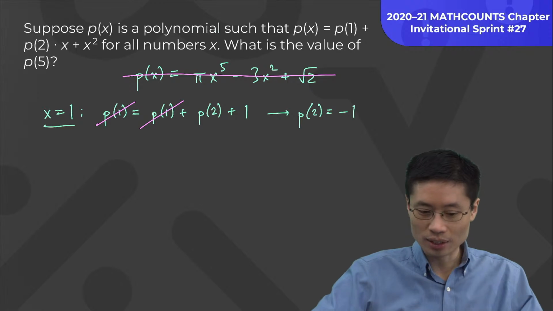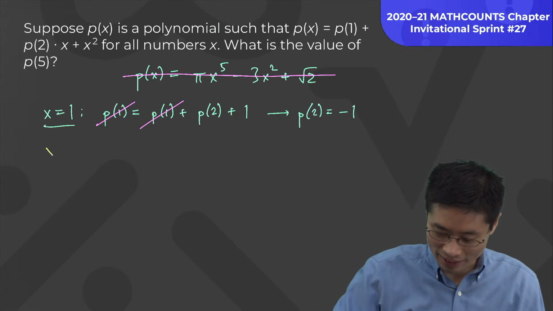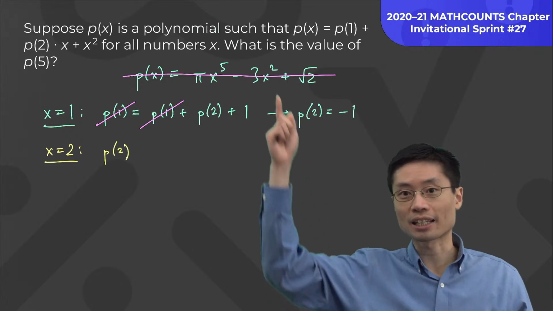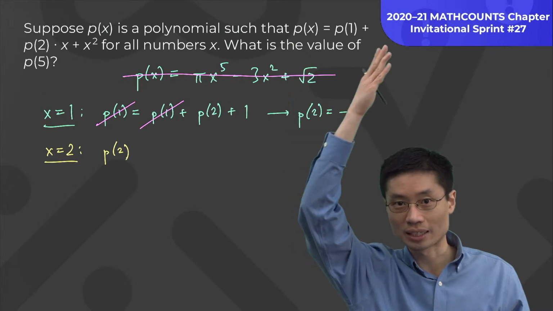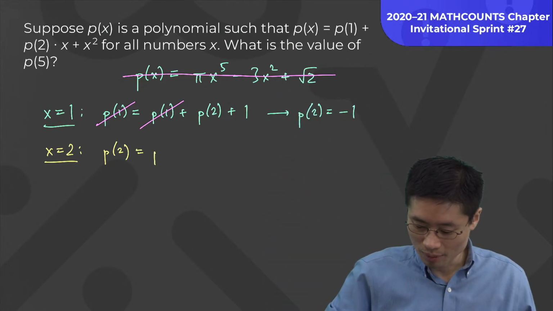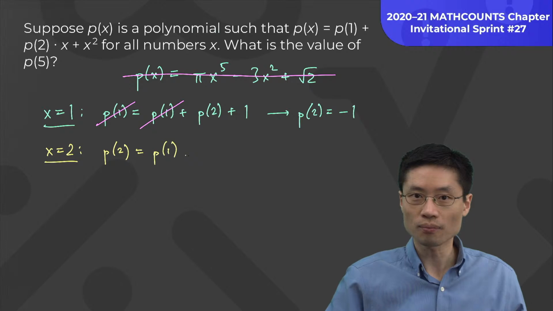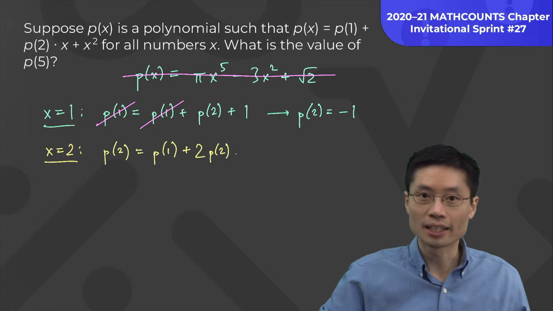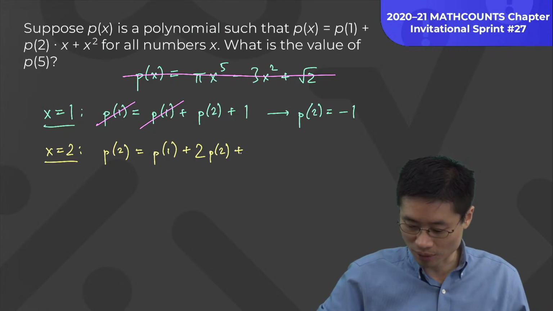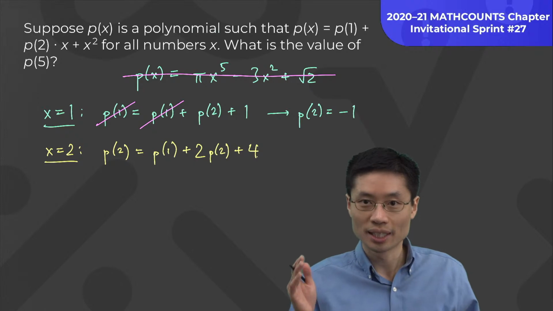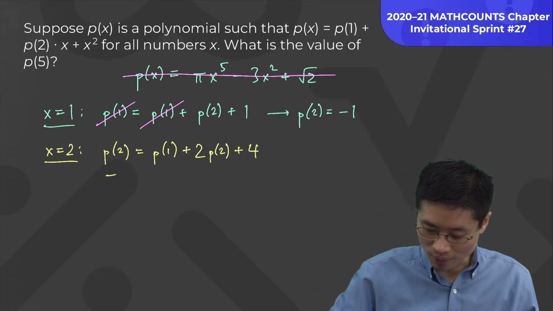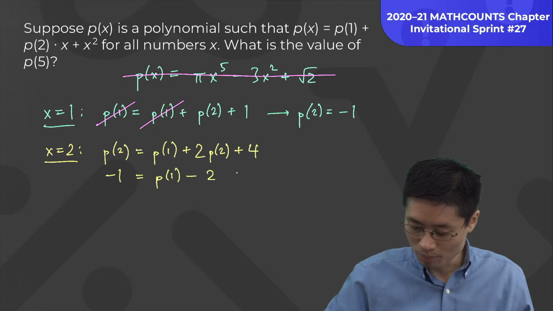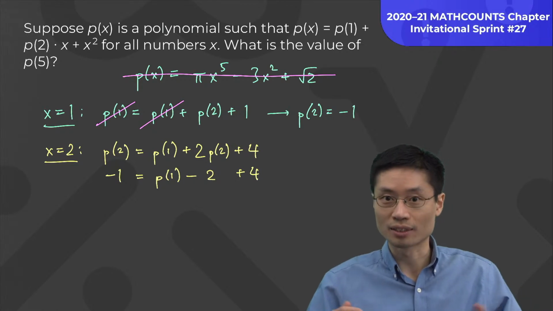Next, let's shove x equals 2 into this nice fact that I get to play with. Because the fact says plug in x equals whatever and the rest holds, p of 2 is equal to p of 1 plus p of 2 times 2, I'm going to call that 2 times p of 2, and then plus 2 squared, that's 4. But I know what p of 2 is. It was negative 1. So that means negative 1 is equal to p of 1 minus 2 plus 4. P of 2 was negative 1, so this is okay.